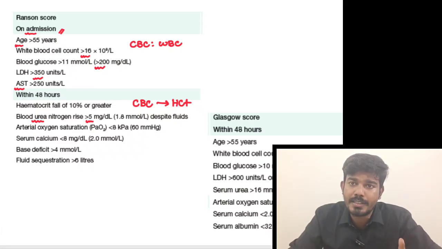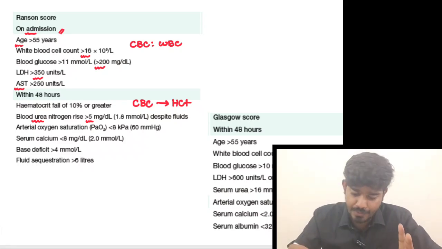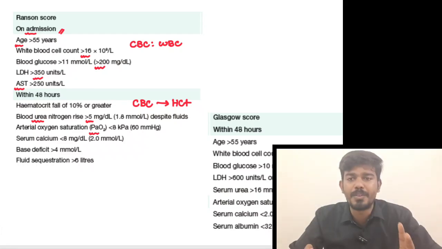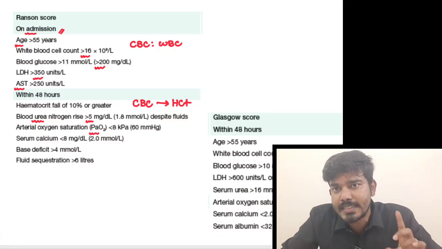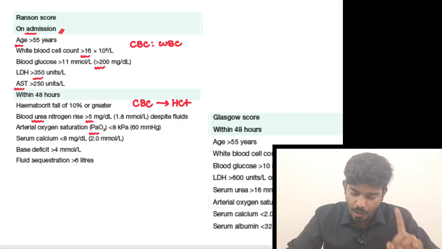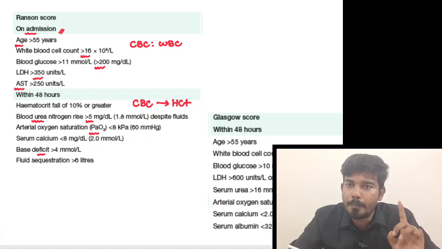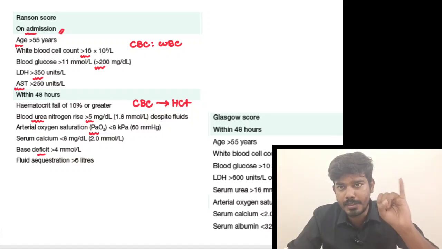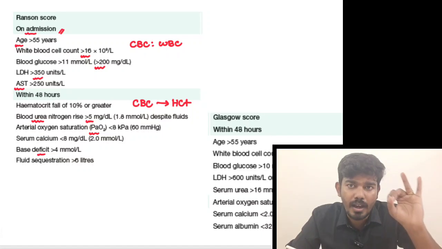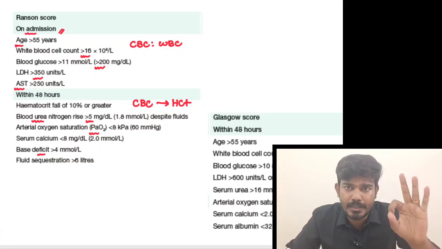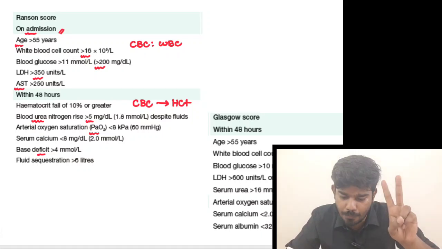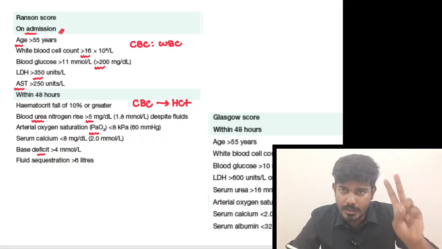Then we are going to see the ABG analysis. In ABG we are going to see the PaO2 levels. If the PaO2 level is less than 60 mmHg, number 1. Also base deficit is seen in the ABG, if it is more than 4 millimoles per liter. So we have seen CBC, then RFT, then in arterial blood gas analysis two components. One is PaO2, another one is base deficit.